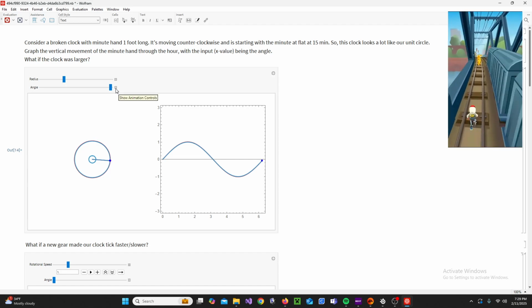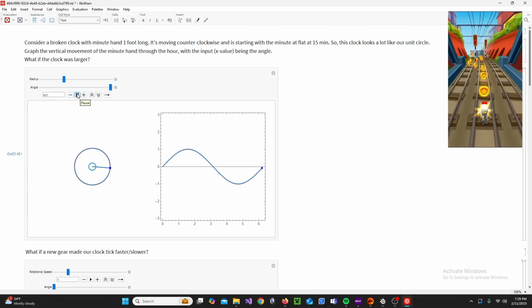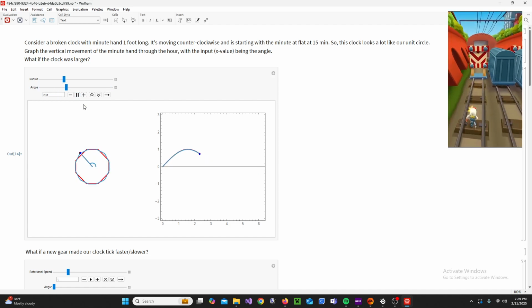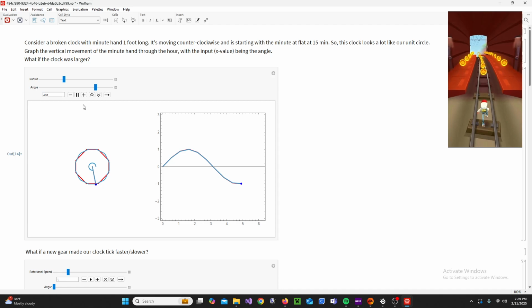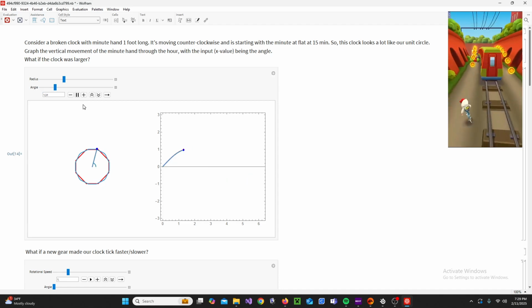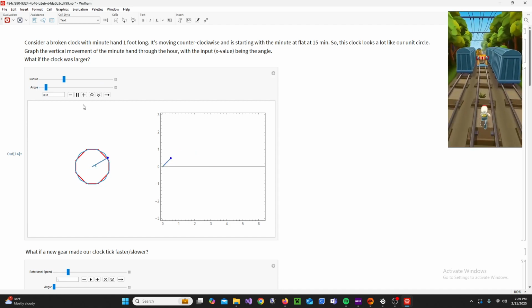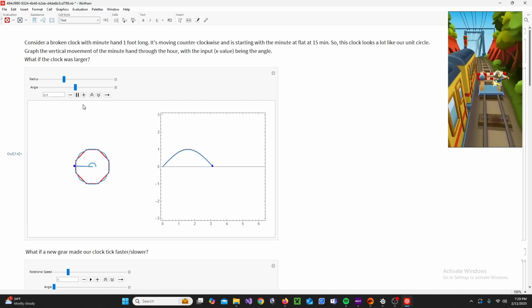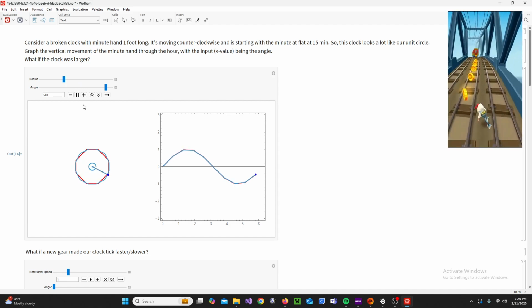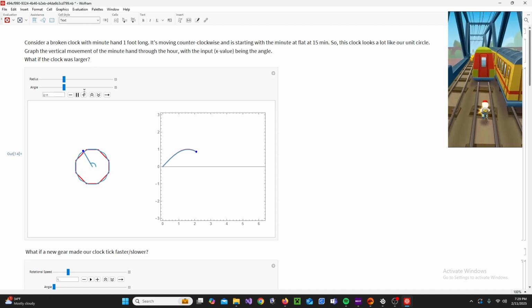Okay? And this is pretty neat, right? I can hit play and it's just going to draw this. This is sine. We're taking our angles as inputs for x and we're getting y values as outputs, and it ends up making exactly this graph right here.